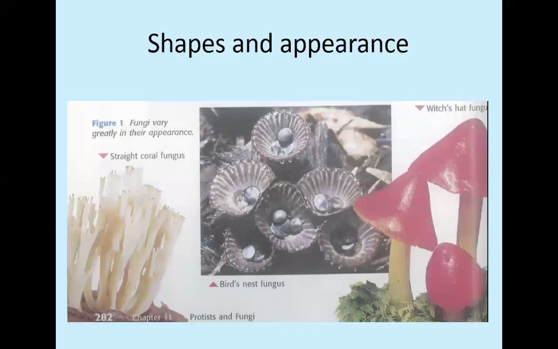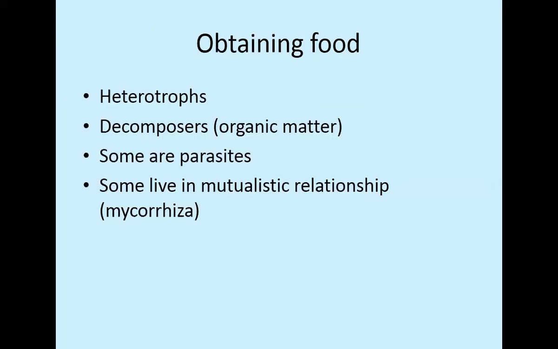This is a figure from the book, and it shows that fungi have many different shapes and appearances. You can see that there are three types of fungi shown here. Their structures, colors, and appearance are different from each other. Fungi are heterotrophs, hence they are not able to make their food because they do not have chloroplasts in them.